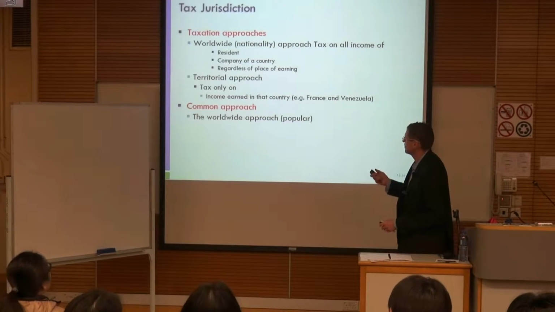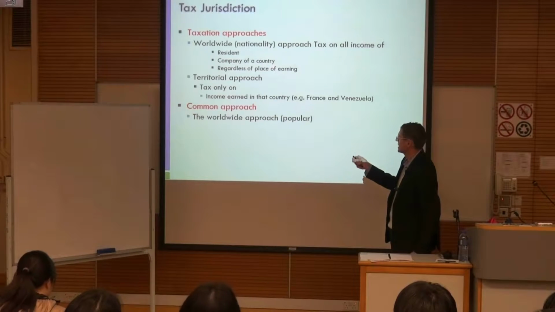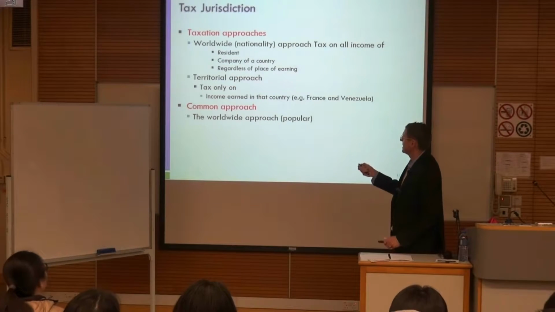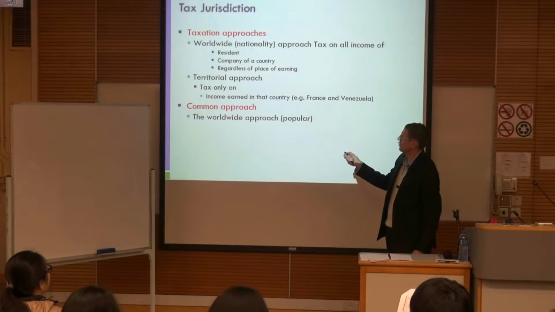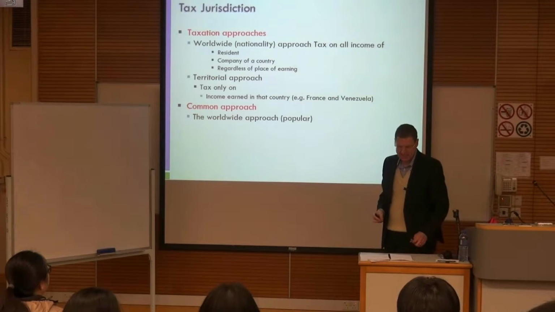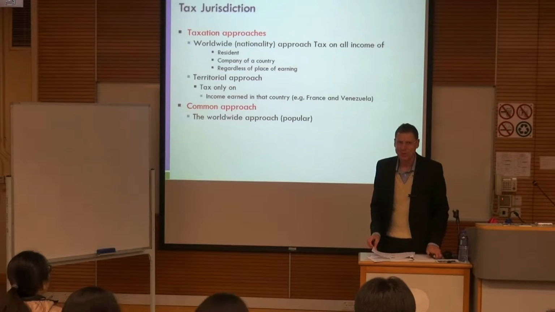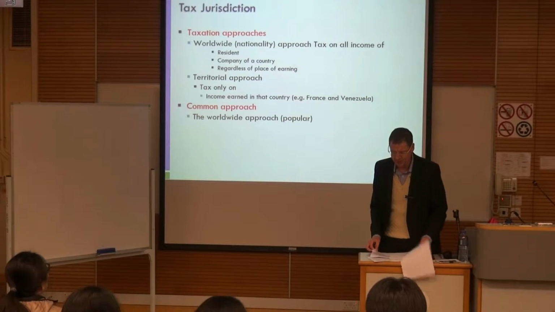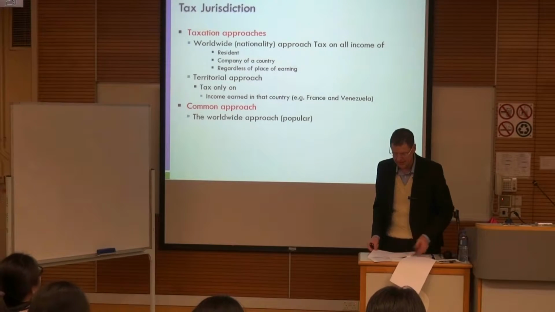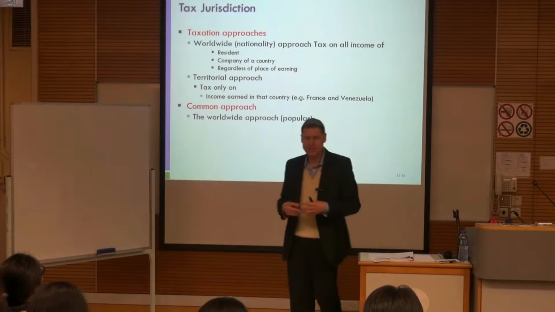Okay, we've got taxation approaches. There is the worldwide approach, tax on income of a resident company of a country, regardless of place of earning. Then there's a territorial approach. So which is which? That's the big question I have for you. Which approach does the US take? Definitely worldwide. They like to say it's worldwide, all right? But basically, if you're a US citizen, then we just tax you on your worldwide income.